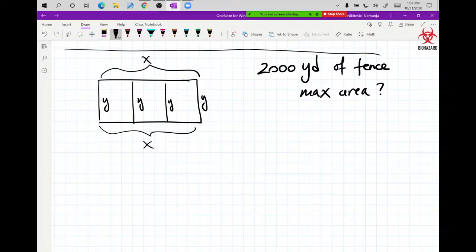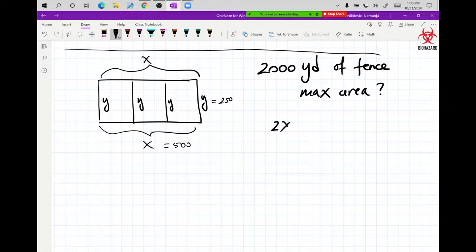I think I got it, Professor. Okay, so what do you have for x value? 500 yards. 500. And how about the y? 250 yards. 250. Okay. All right, so it looks like it's significantly lower now, right?